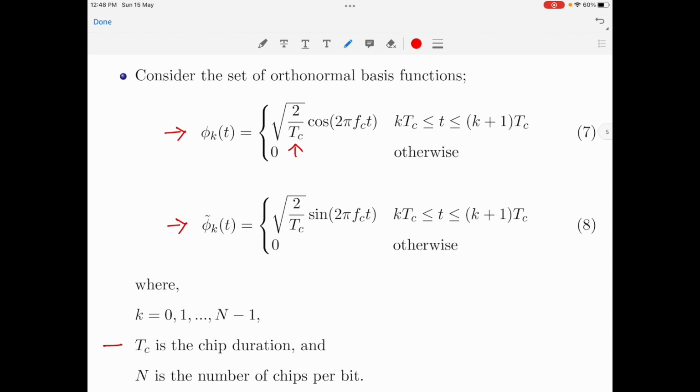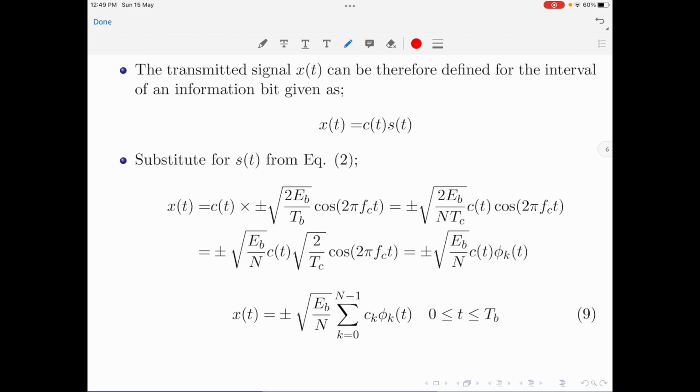Please note, we have used Tc to represent the orthonormal basis functions instead of our conventional representation of Tb. Tc here is the chip duration, and each bit duration will have N number of chips. So, the variable k here will vary from 0 to N minus 1, and as I said, N itself represents the number of chips per bit.